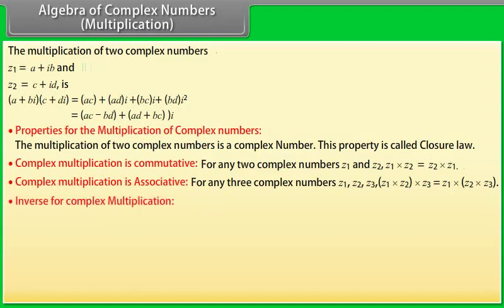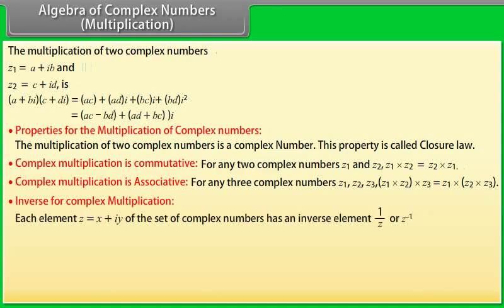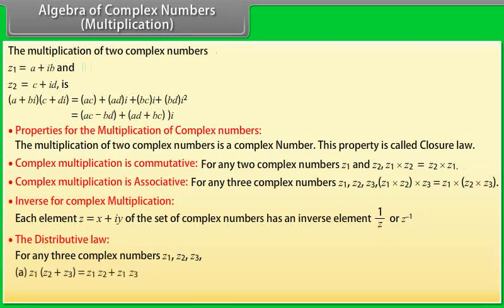Inverse for complex multiplication. Each element Z equal to x plus iota y of the set of complex numbers has an inverse element 1 by Z or inverse of Z. The distributive law. For any three complex numbers Z1, Z2, Z3, Z1 into (Z2 plus Z3) is equal to Z1 into Z2 plus Z1 into Z3. (Z1 plus Z2) into Z3 is equal to Z1 into Z3 plus Z2 into Z3.